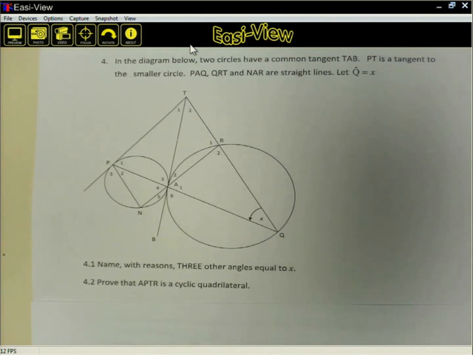The first question states, name with reasons 3 other angles equal to X. You have to apply your theorems and name 3 other angles equal to X. And then lastly, you have to prove that APTR is a cyclic quad. While I'm having a water, I'm going to give you 5 minutes to finish off that one. And then I will take you through the solution.